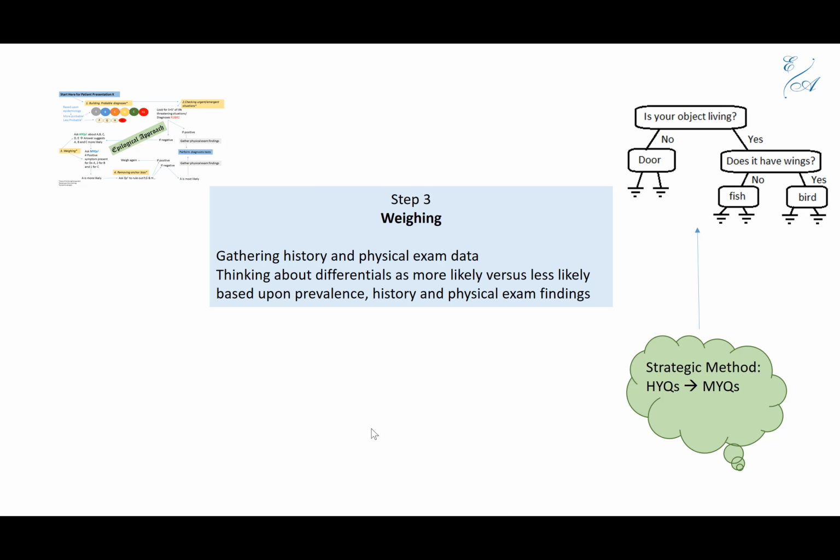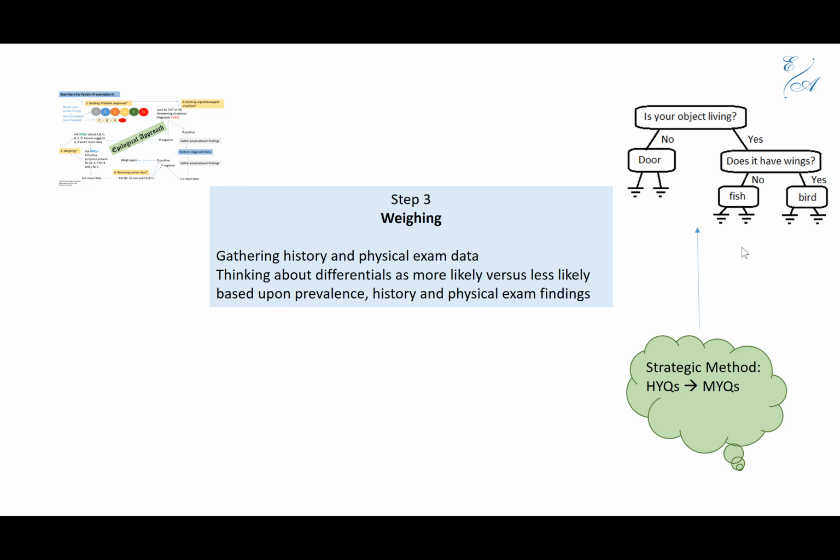Step number 3 is weighing. So this is where your game of 20 questions comes into play. Weighing is basically gathering information, gathering the patient's history, looking at the past medical history, gathering physical exam findings, and asking the high yield questions and then the medium yield questions to arrive at the diagnosis accurately and efficiently.